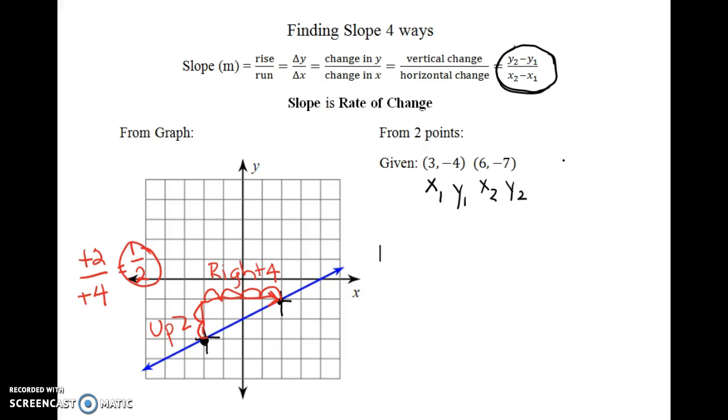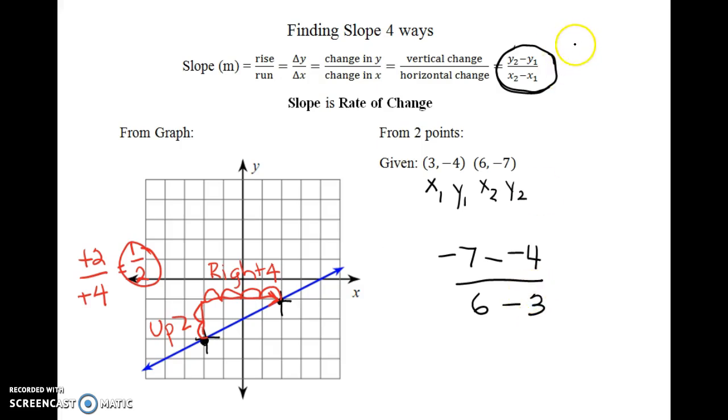Now we take those points, those numbers, and we substitute them into our formula. So we start with y2. y2 is negative 7 minus y1, which is negative 4. Please don't drop your negatives. In the denominator, we have 6 minus 3.